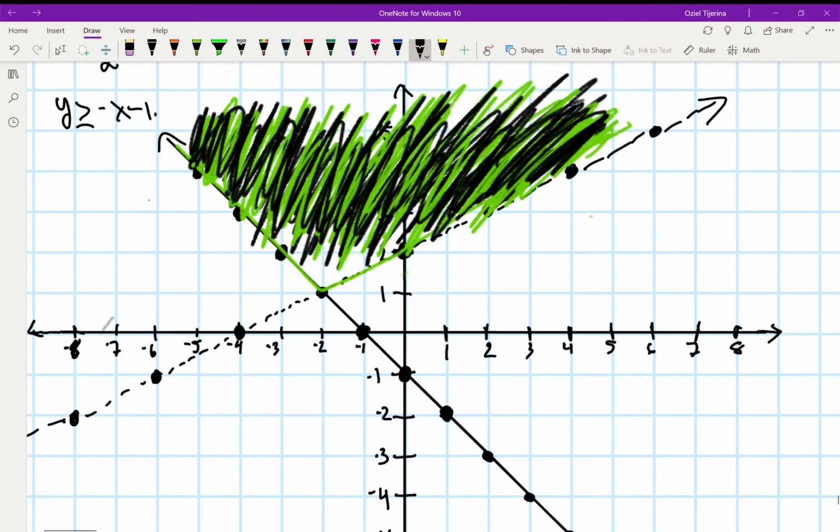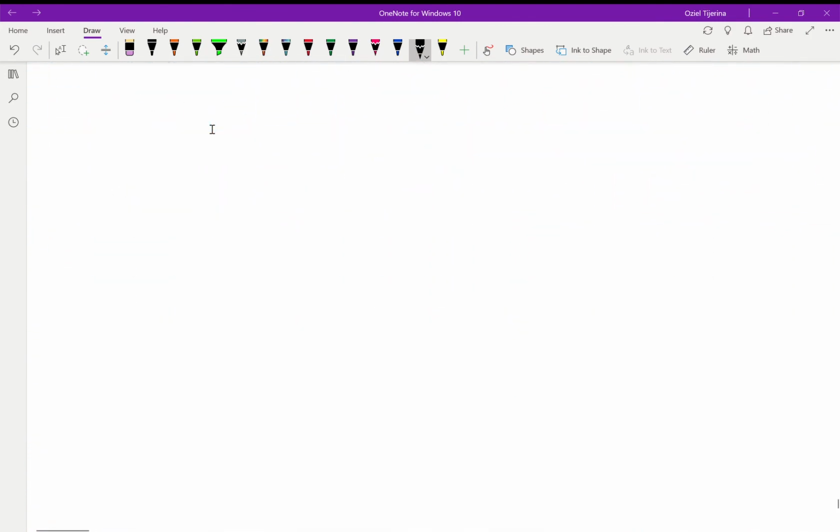So yeah, that's how you graph this inequality. And then I'm going to go through one more. Sorry guys.